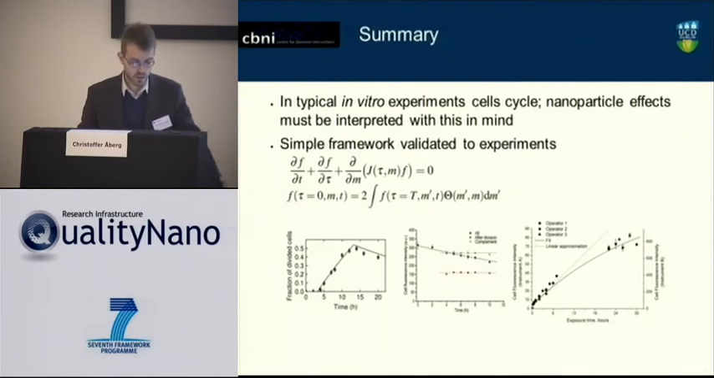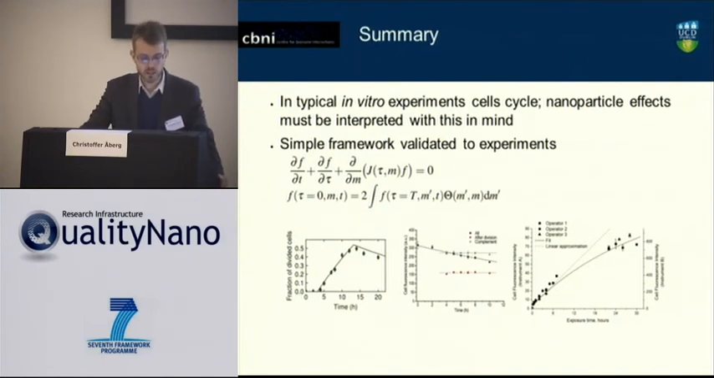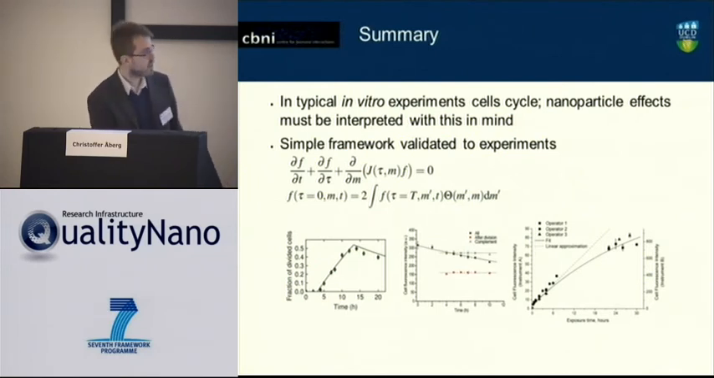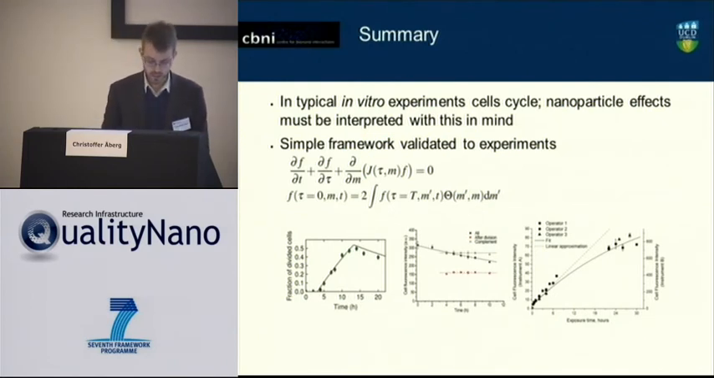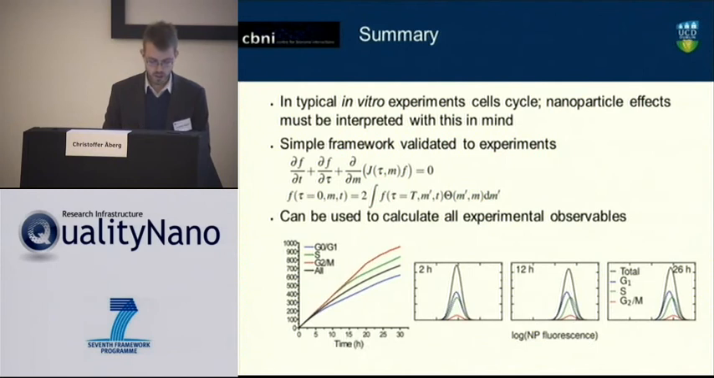So, to summarize, the reason for doing this at all is that typically most experiments are performed in vitro on cell lines, and the cells divide. So you have to take this into account when you do experiments with nanoparticles. We have developed a simple framework for this, and we have validated it rather extensively, both with parameter-free predictions, as in this case, and with fits to data. So we think it's a rather sturdy framework.